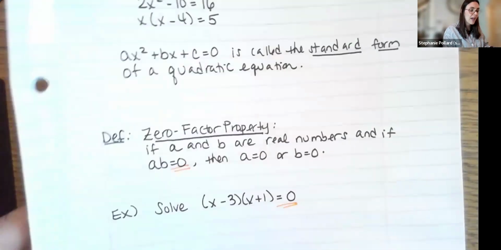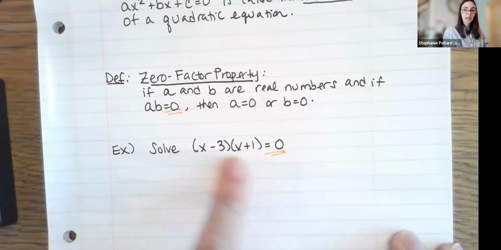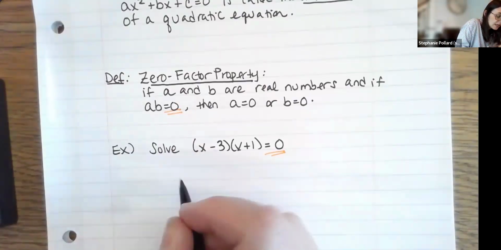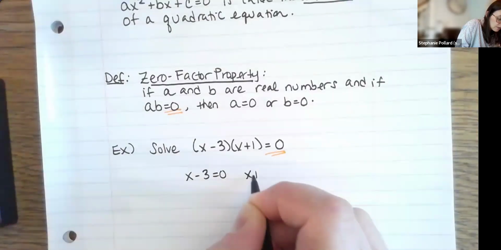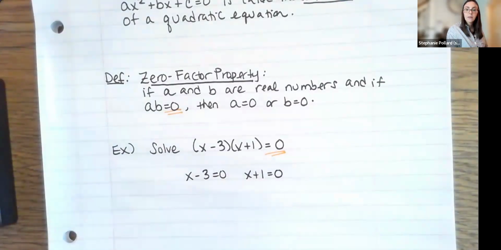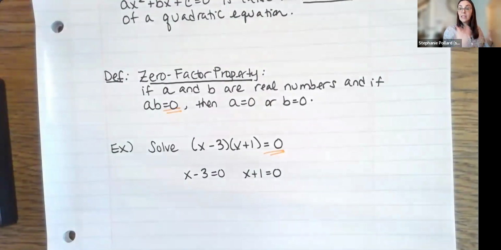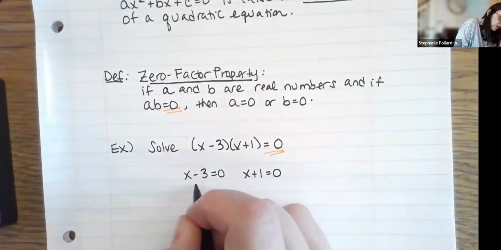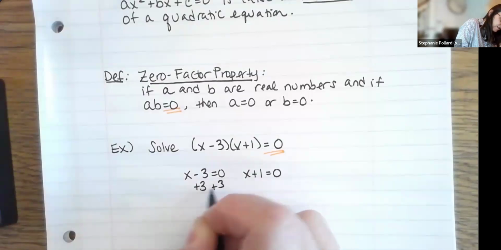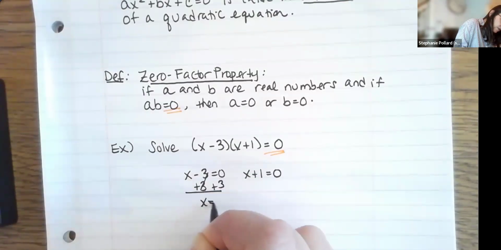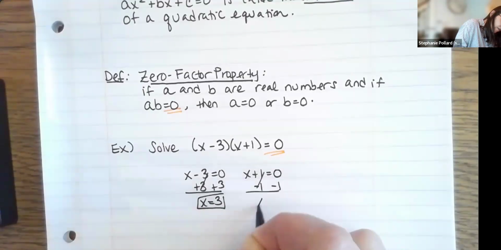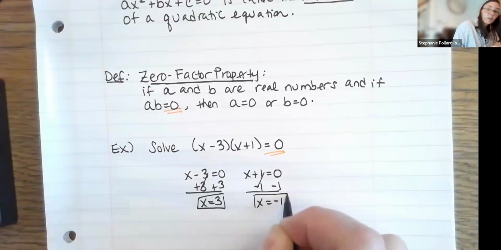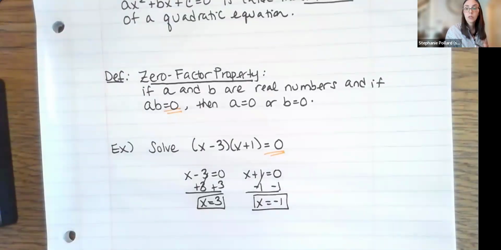So once you have your factors, two things being multiplied together here, what you do is you just set each of those factors equal to 0, like that, and then solve each set individually. So here you would add 3 to both sides. We get x equals 3. Here you would subtract 1 from both sides, and you have x equals -1, and we're done. Those are our two solutions.